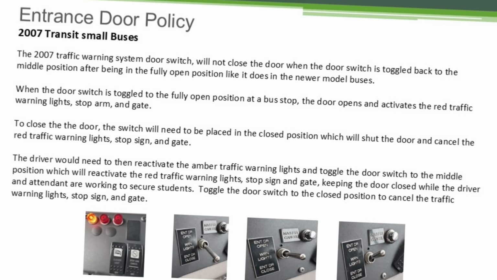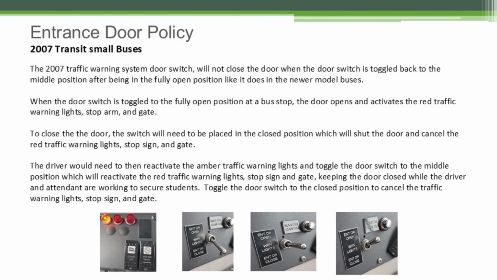Entrance door policy. 2007 Transit small buses. The 2007 traffic warning system door switch will not close the door when the door switch is toggled back to the middle position after being in the fully open position like it does in the newer model buses. When the door switch is toggled to the fully open position at a bus stop, the door opens and activates the red traffic warning lights, stop arm, and gate.